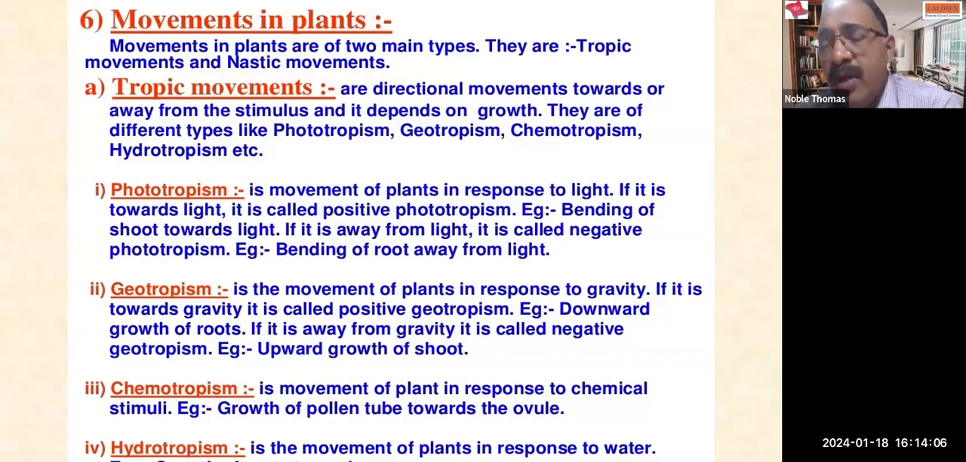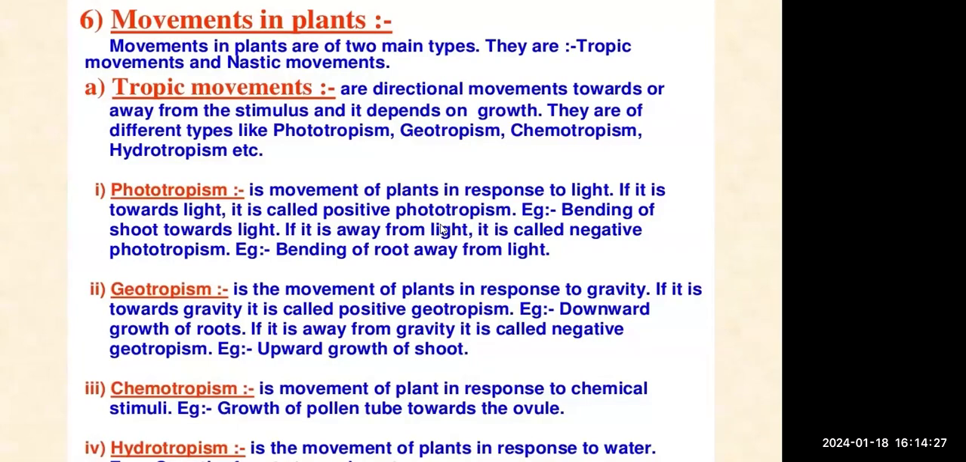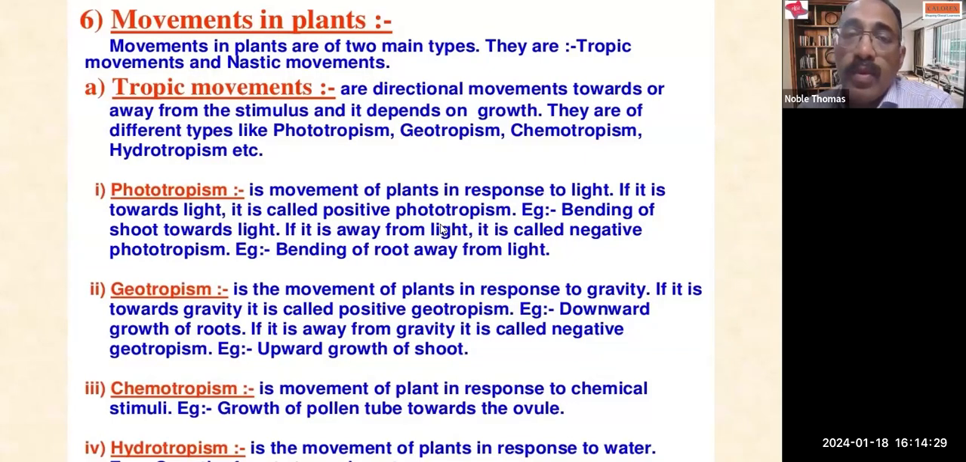This is mainly happening due to unequal production of auxins in the plant. Auxin is affected by the presence of light: in the presence of light, auxin production decreases. That means plants grow faster at night and plants grow slower during daytime.